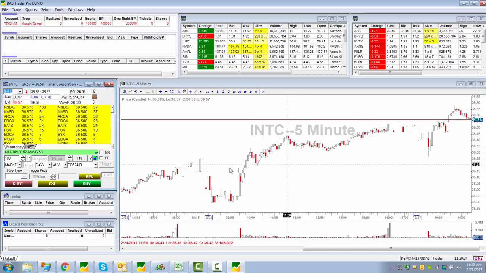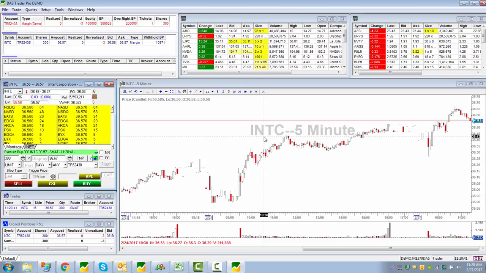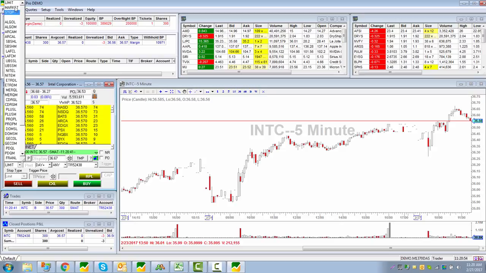Okay, so for this exercise, let's say for example I use the hotkey that we set up last time. Just double click on the chart, and again, these instructions for hotkeys are in the previous email if you wanted to get them. I'm just going to basically buy maybe 300 shares of Intel, a marketable limit order with a 10-cent cap. And let's say okay, I bought this at 36.57 and I would set up a stop for this.